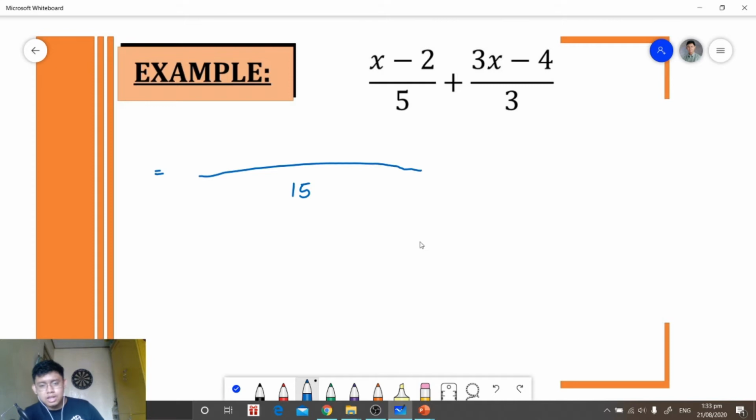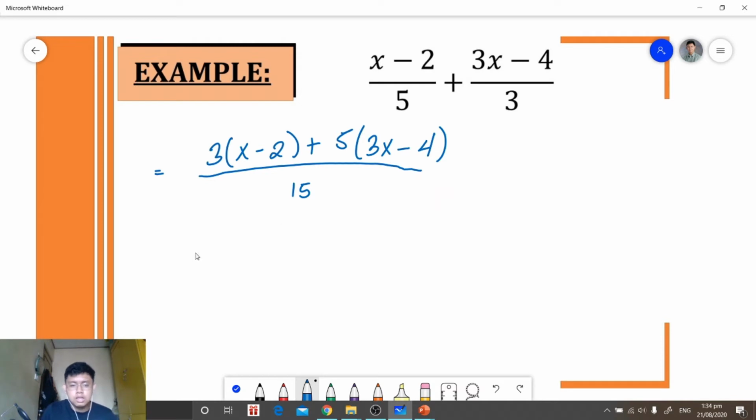Next, we're going to get the new numerator by dividing our LCD by the old denominator and multiplying it to the old numerator. So 15 divided by 5 times x minus 2. So we will have 3 times x minus 2. Then we will do the same thing to our next numerator. So 15 divided by 3, that is equal to 5 times our old numerator.